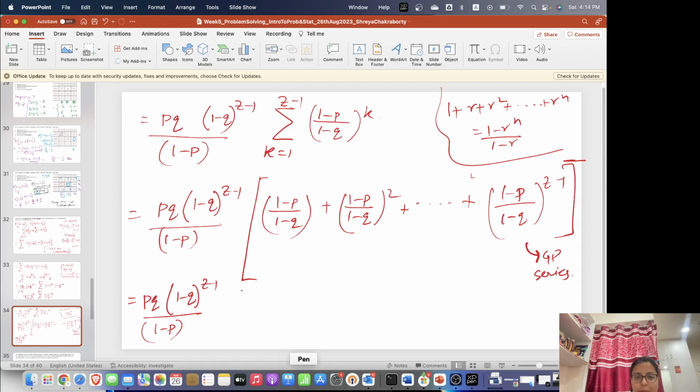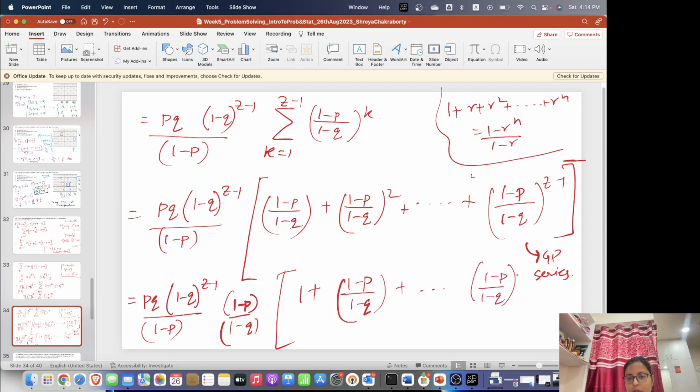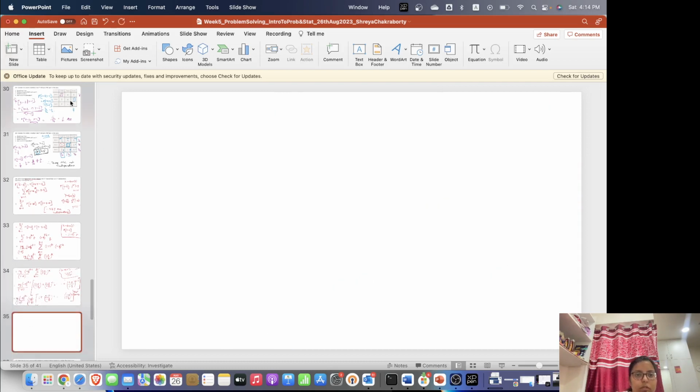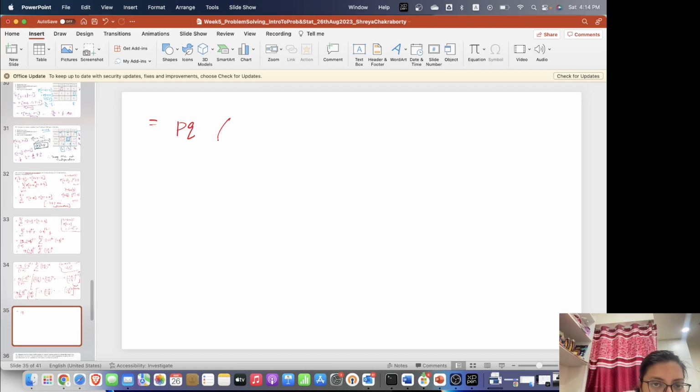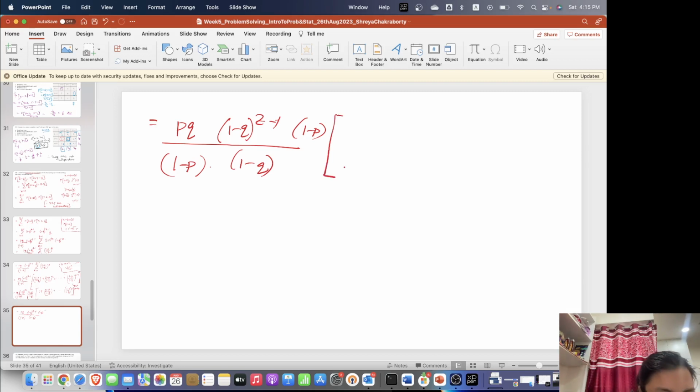So here if we take this 1 minus p by 1 minus q as common, we have 1 plus 1 minus p by 1 minus q plus 1 minus p by 1 minus q to the power z minus 2. Now we can write it. So this one we can write as pq 1 minus q to the power z minus 1 by, this one was 1 minus p into 1 plus 1 minus p by 1 minus q plus 1 minus p by 1 minus q to the power z minus 2.